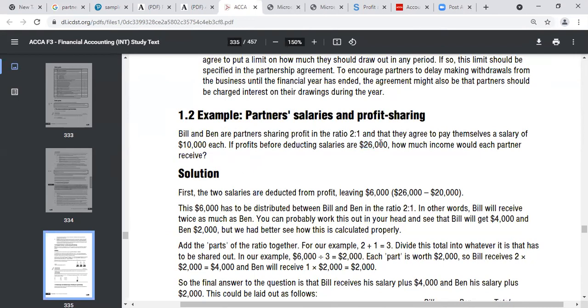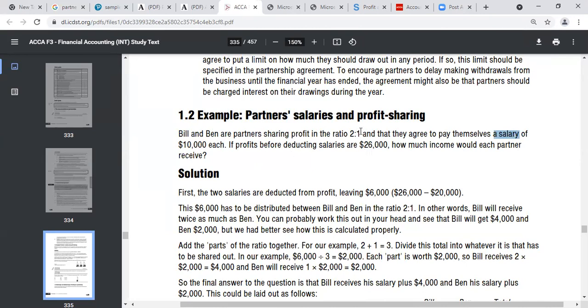But just so you know, this is the profit before deducting the salaries, the profit in the income statement. When you get to the appropriation statement, we now deduct things like partner salaries. So we have the profit, which is 26,000. We go ahead to deduct the salaries of the two partners, which is 10,000 each, so this will be 20,000. That leaves us with 6,000, okay?